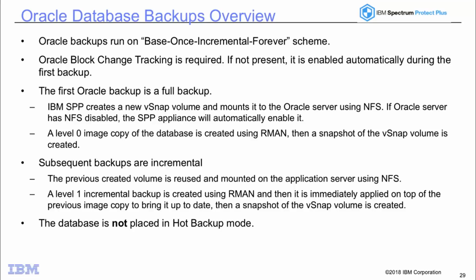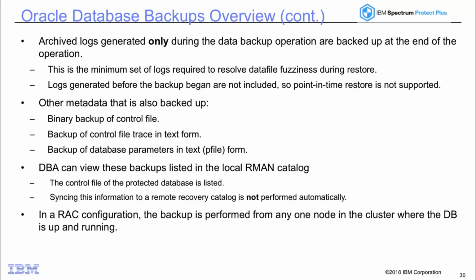Subsequent backups are incremental. So the previously created volume will be reused and mounted using NFS. And then Spectrum Protect Plus will do a level 1 incremental backup using RMAN, and immediately apply it on top of the previous image copy to bring it up to date. The database is not placed in hot backup mode. So this is something that is important to understand.